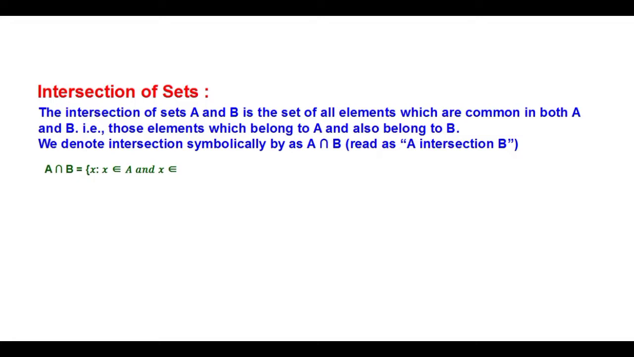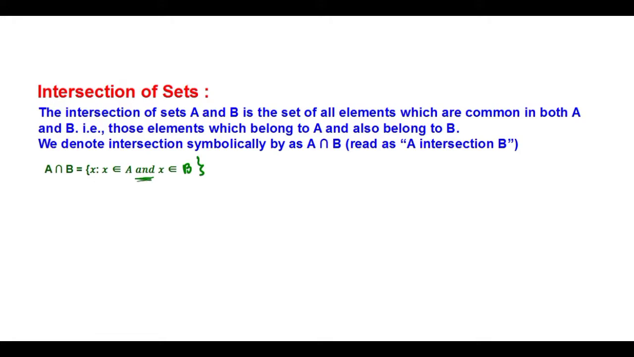Next, intersection of sets. The intersection of set A and set B is the set of all elements which are common in both A and B. So it belongs to set A and also belongs to set B. That's why here in the set builder form we use AND.